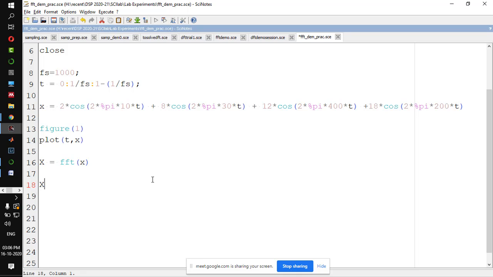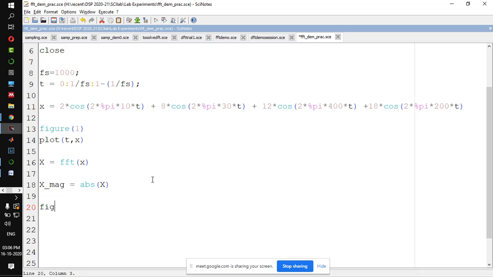So x underscore mag is equal to, what is the command to find the magnitude? Forgot? Okay, abs. ABS stands for absolute value. abs of x of k. In our case, it is x, right? And phase angle, for time being, we shall just keep the phase angle as it is. We don't want phase angle now. So I have the absolute.